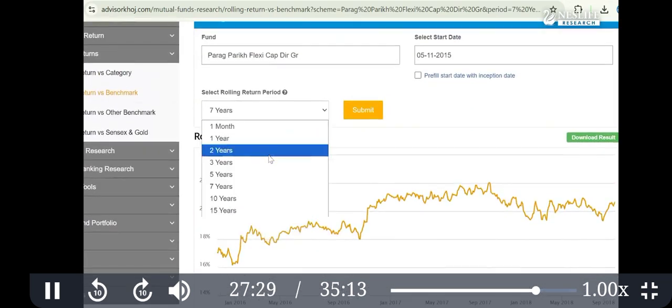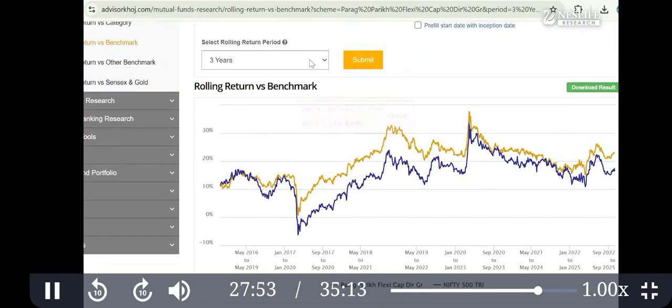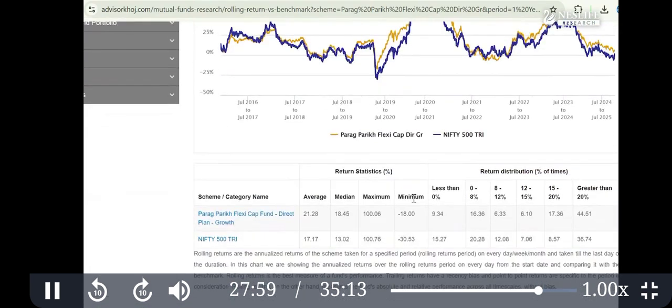What about 3 years? So this is 3 year. No one lost money. That means no one has less than zero. But some people got 0 to 8% return. Between 8 to 12, there are 8% people. Here, 12 to 15, 15%. So as you go to shorter duration, again the range widens. So now here 9% people got negative return. That means less than what they invested.